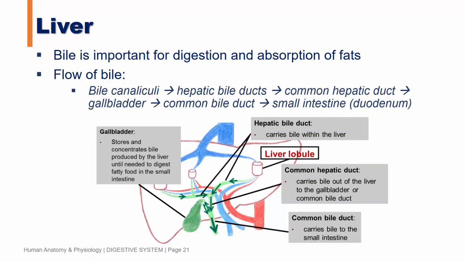We have here your gallbladder, which stores and concentrates bile produced by the liver until needed to digest fatty food in the small intestine. And the green one, which is your hepatic bile duct, carries bile within the liver. Then your common hepatic duct carries bile out of the liver to the gallbladder or common bile duct. Then your common bile duct carries bile to the small intestine.